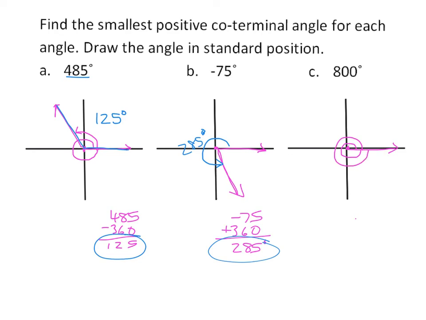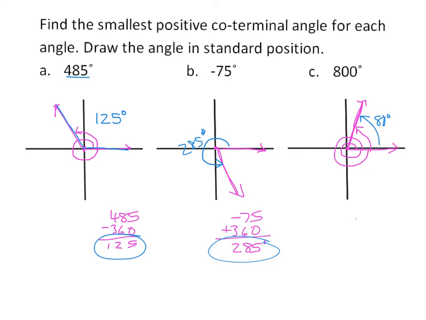So how much further would we need to go to get to 800? Well, another 80 degrees. Well, 80 degrees would be about here. Whoops, maybe that's a little bit small, but less than 90 for sure would be where that terminal side would go. We would need to go that additional 80 degrees. So this 80 degree angle right here is our smallest positive coterminal angle for the 800 degree angle.